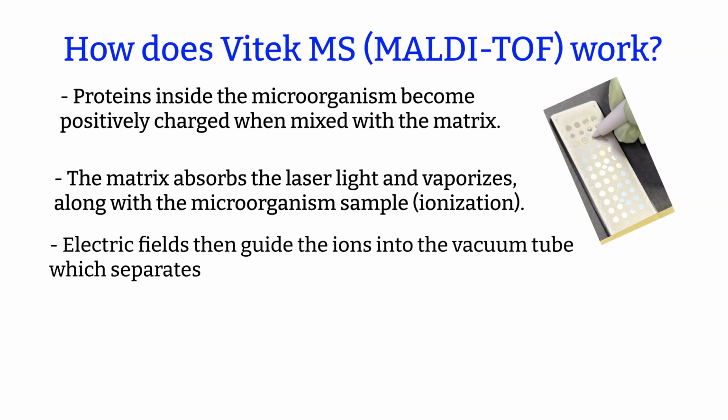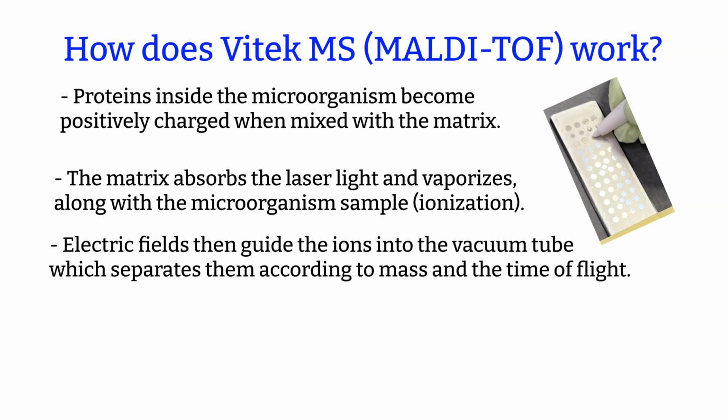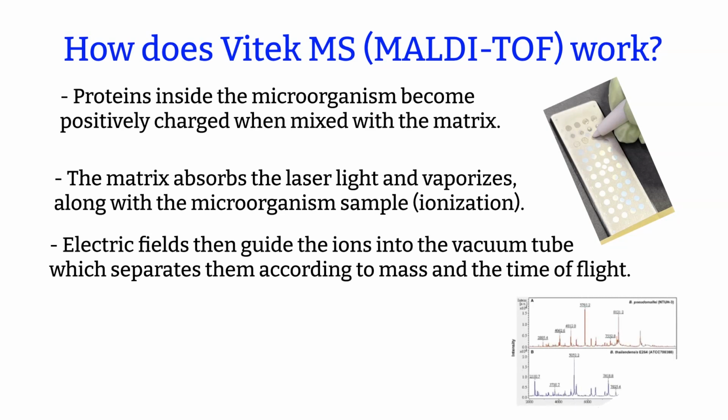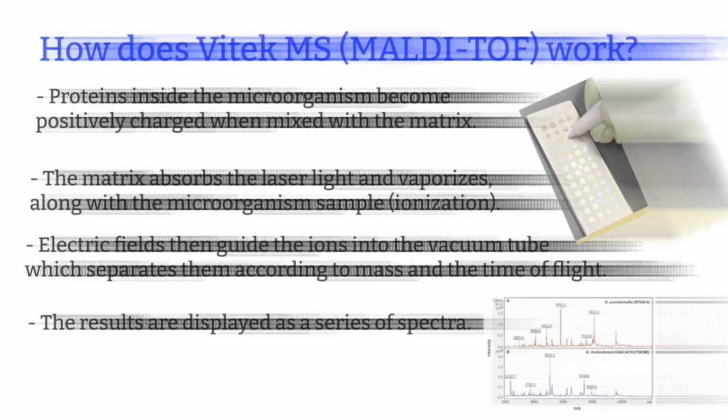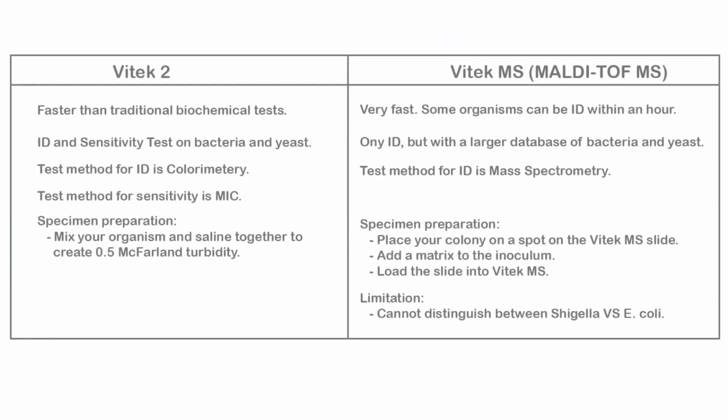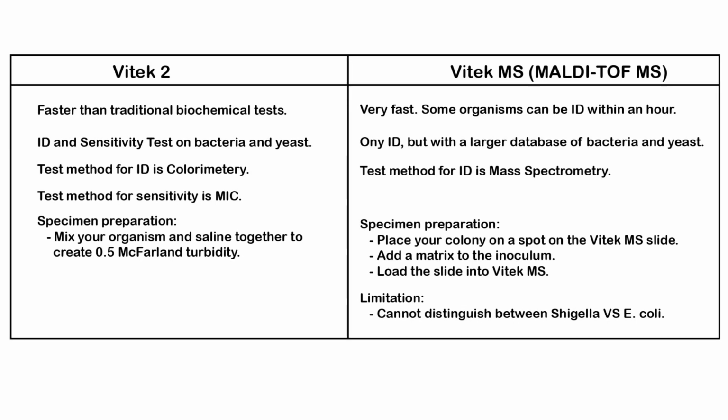Electric fields then guide the ions into the vacuum tube, which separates them according to mass and time of flight. The smaller molecules travel faster than the bigger molecules. The results are displayed as a series of lines, or spectrums. The instrument then compares the spectrums with the database to give us an idea of our organisms. Here is a table comparing the main features, similarities, and differences of Vitek 2 and MALDI-TOF.